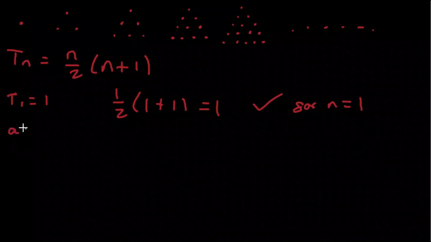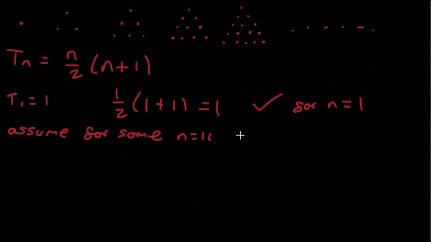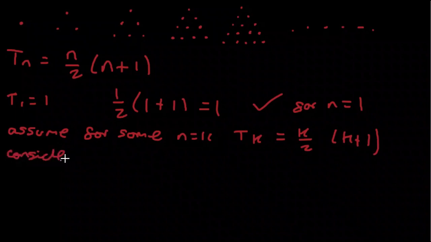So we're going to assume, for some n equals k, that Tk is equal to k over 2 times (k plus 1). And then we're going to consider n equals k plus 1. This is the recipe, I guess, we use for all induction proofs.